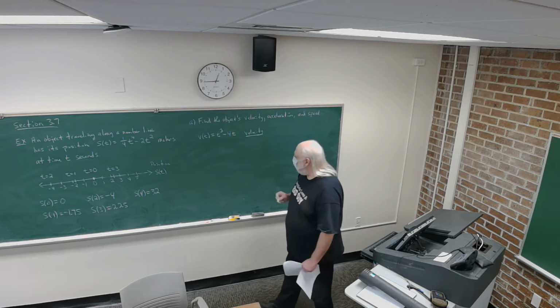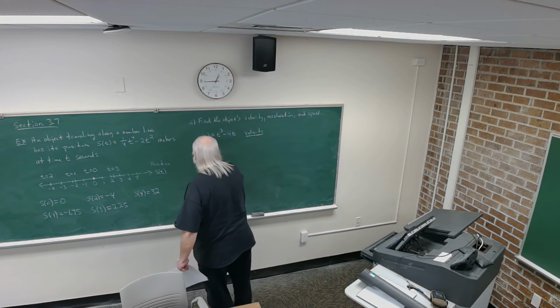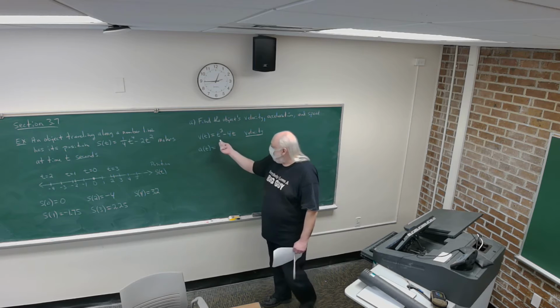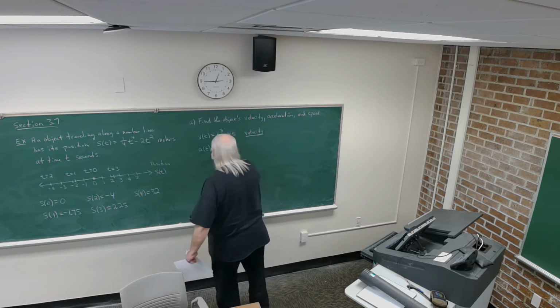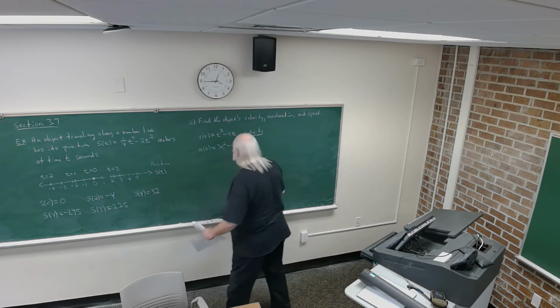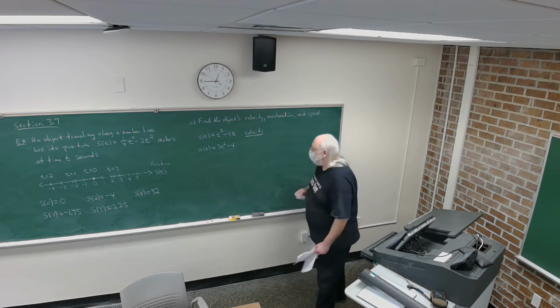The acceleration function is the derivative of the velocity function, right? And the derivative of t cubed is 3t squared, and the derivative of -4t is -4.